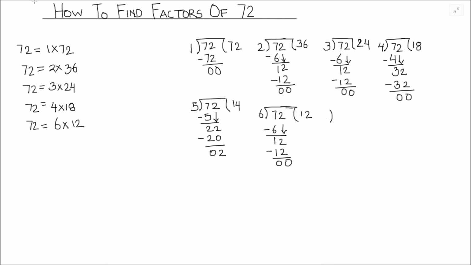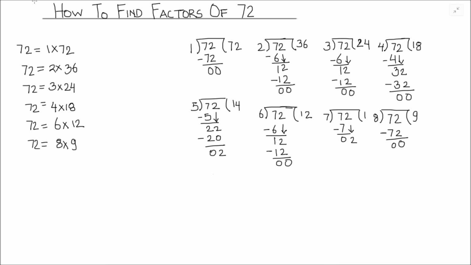Next we'll divide 72 by 7. 7 times 1 is 7. And then we'll drop down 2. So 2 is a remainder here. That means 7 is not a factor of 72. Next we'll divide 72 by 8. So 8 times 9 is 72. And the remainder is 0. So 8 and 9 are also the factors of 72.